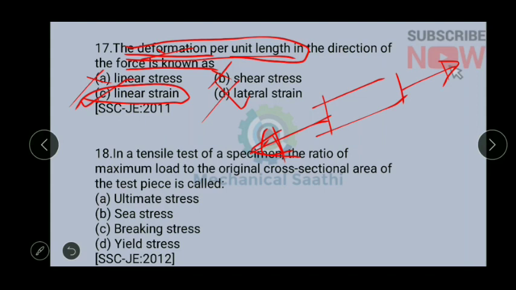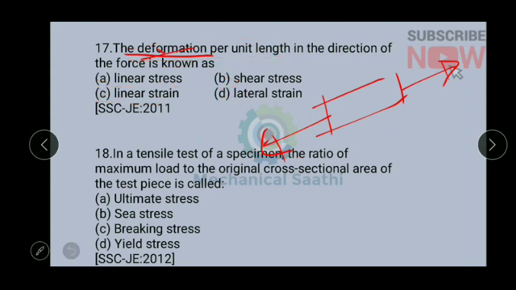Then moving towards the next question, the ratio of maximum load to the original cross sectional area in a tensile test is called what?